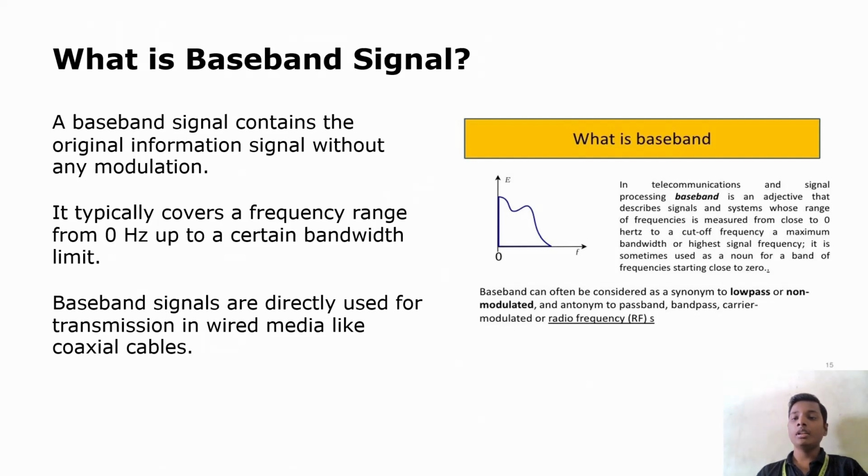In telecommunications and signal processing, baseband is an adjective that describes signals and systems whose range of frequencies is measured from close to 0 Hz to a cutoff frequency, a maximum bandwidth or highest signal frequency. It is sometimes used as a noun for a band of frequencies starting from close to 0. Baseband can often be considered a synonym of low pass or non-modulated, and an antonym of passband and band pass, carrier modulated radio frequency.